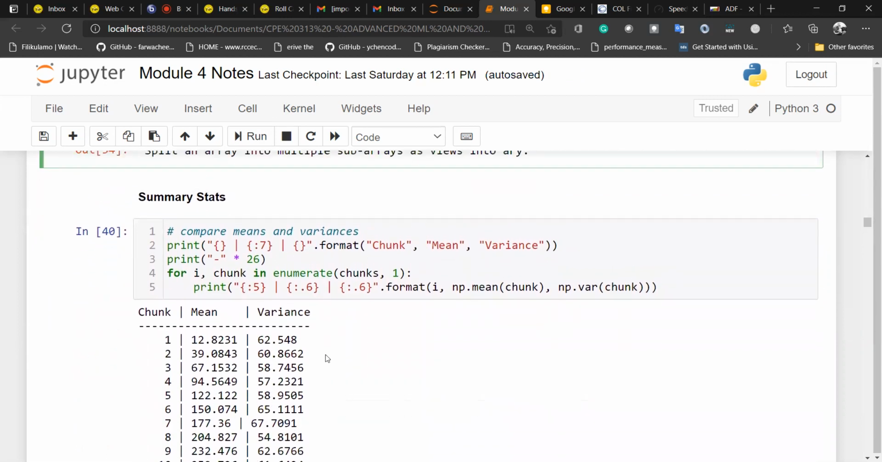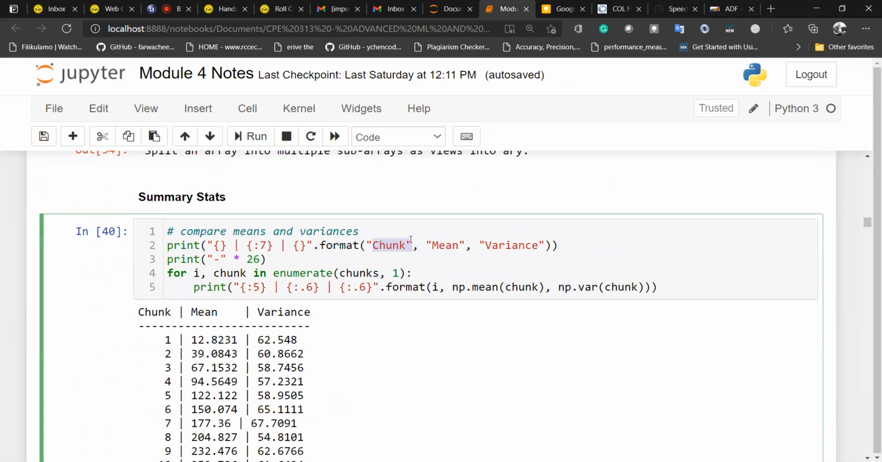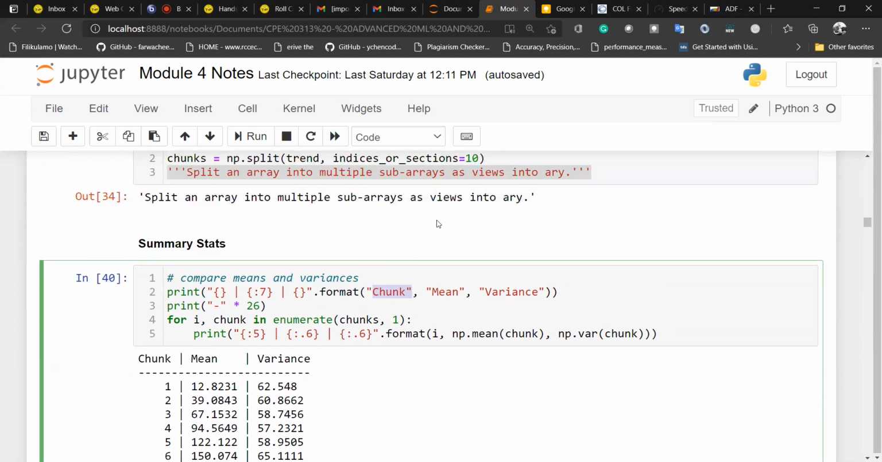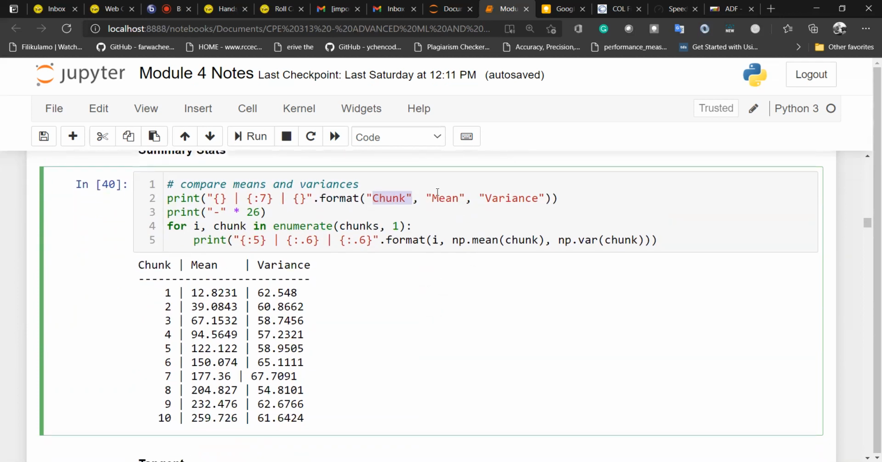And we'll try to determine the summary statistics. So we'll try to print the chunk. Of course, we will loop here. We'll use a for loop from 1 to 10, because we only have 10 sections. And in each loop we'll print the mean and also the variance. So this is its output.